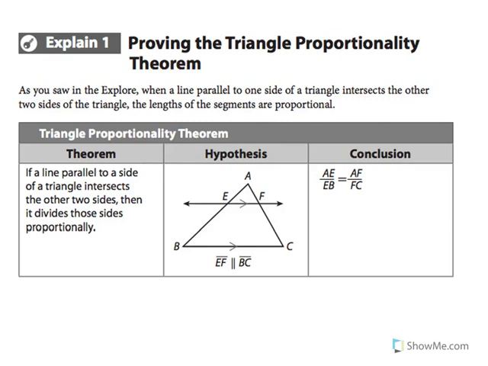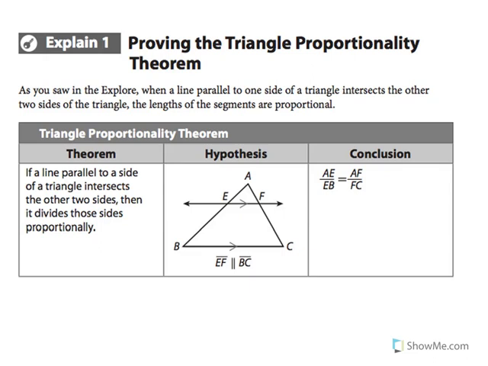As you saw in the Explorer, when a line parallel to one side of a triangle intersects the other two sides of the triangle, the lengths of the segments are proportional. Triangle proportionality theorem: If a line parallel to a side of a triangle intersects the other two sides, then it divides those sides proportionally.